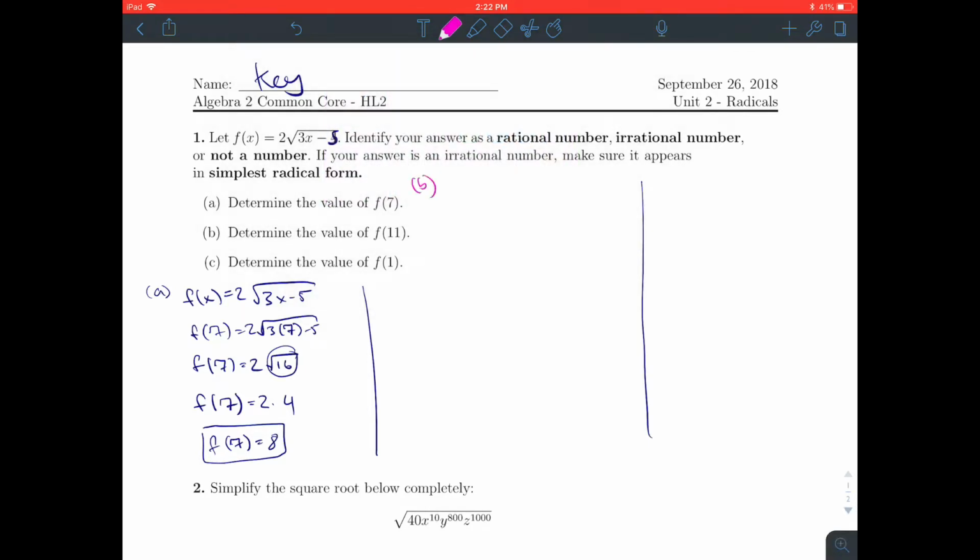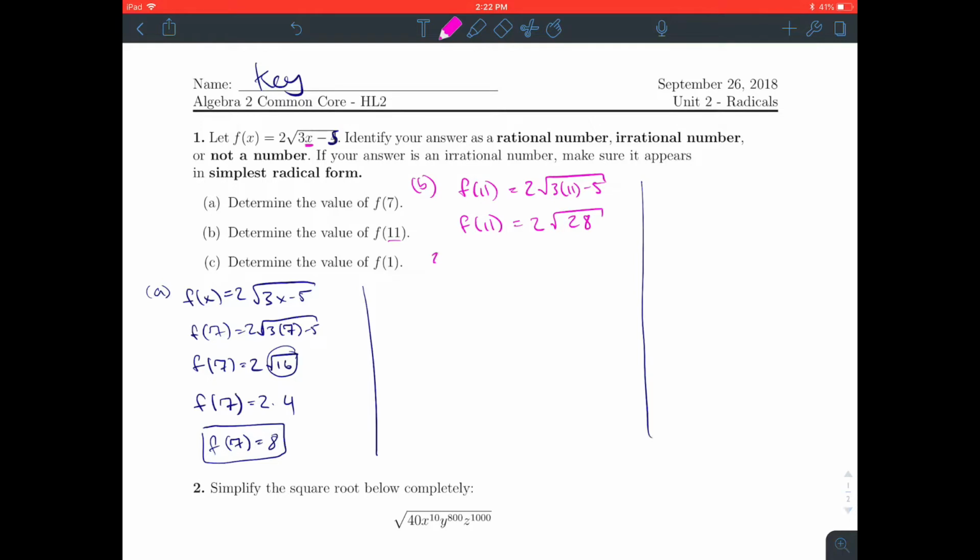For part B, we're instructed to find f of 11, and I'm just going to give myself some extra room here. So f of 11 means we're inputting 11 for x. That's equal to 2 square root of 3 times 11 minus 5. F of 11 is equal to 2 times square root of, putting it all together, 28.